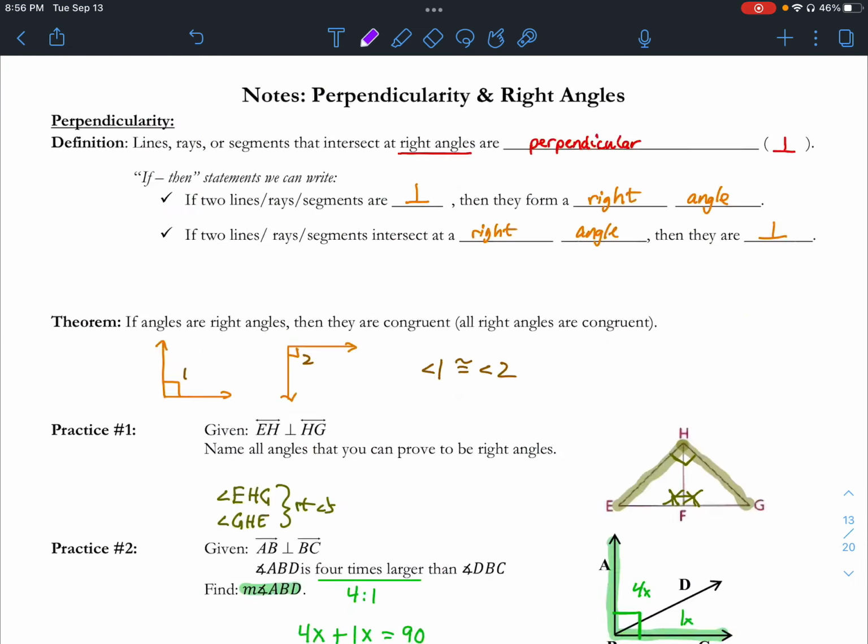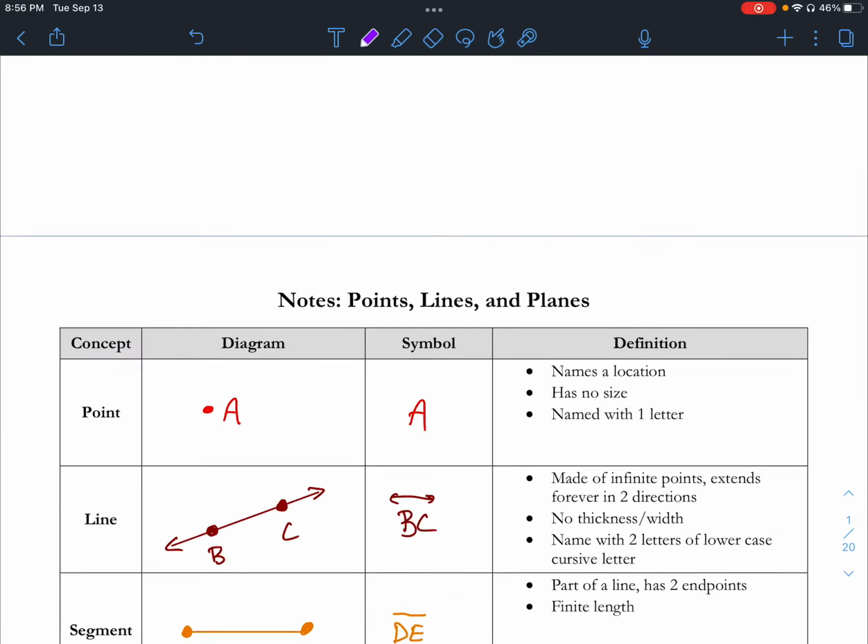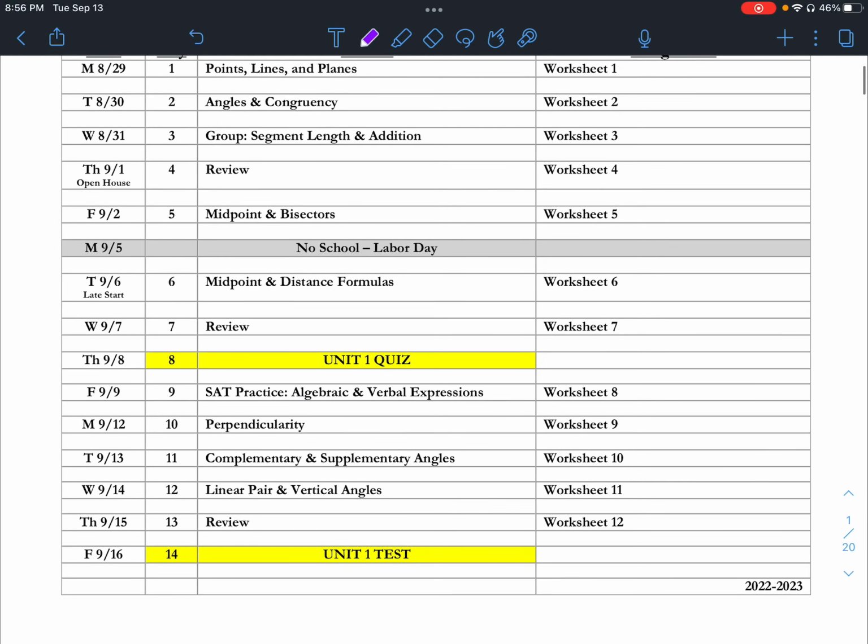Awesome. You guys have that one worksheet. If we look at it all the way at the top, worksheet number 10, ladies and gentlemen.